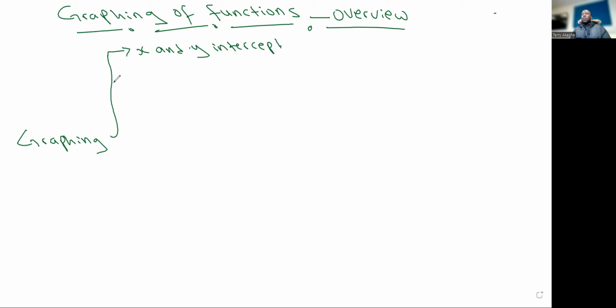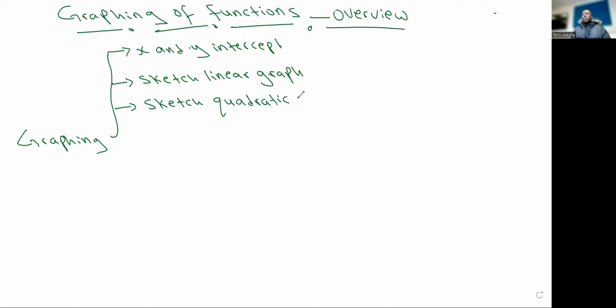And also we're going to talk about how to sketch linear graphs. How do you sketch linear graphs? I already have a video on this in the playlist. So what I'm going to do is add these videos to the playlist for graphing of functions. Also, I was meant to show you how to sketch a quadratic graph, and I've done this as well. I also have a video on this. So I've talked about this exhaustively, and these three things have already been discussed.